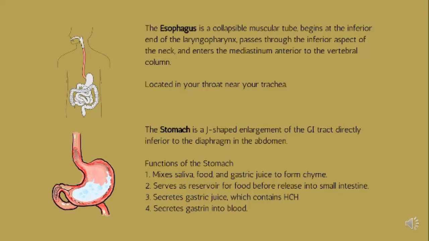3. Secretes gastric juice which contains HCl that kills bacteria and denatures proteins; pepsin that begins the digestion of proteins; intrinsic factor that aids absorption of vitamin B12; and gastric lipase that aids digestion of triglycerides. And the fourth one, it secretes gastrin into blood.